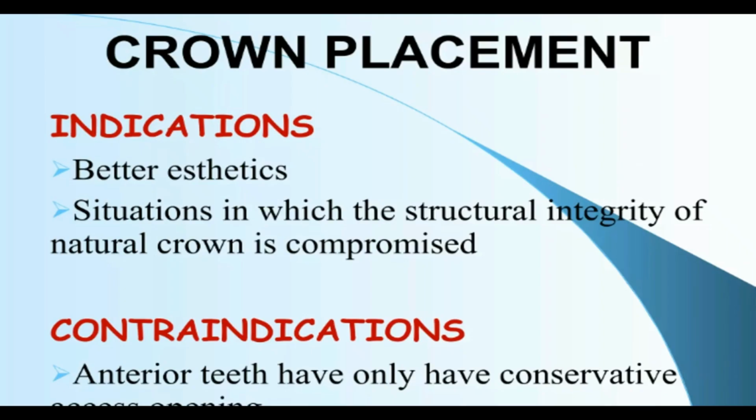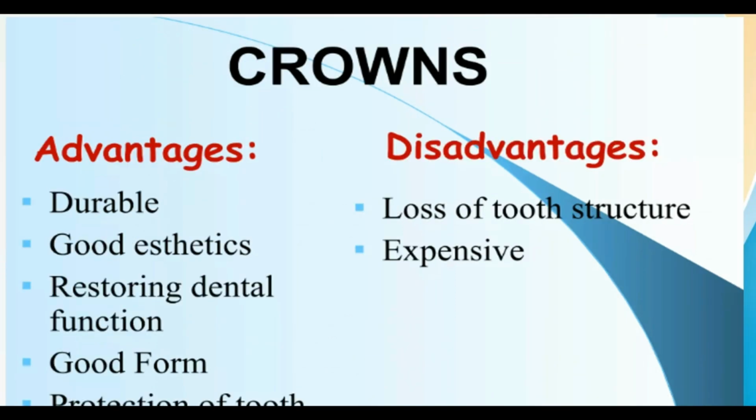Crown placement. Indications and contraindications we have here. Now coming to the indications, it is better aesthetics and situations in which the structural integrity of the natural crown is compromised. Contraindications: anterior teeth with only a conservative access opening. Crowns, advantages and disadvantages. The advantages of crowns are that they are durable, they give good aesthetics, restore dental function, and give good form and protection of the tooth. If you are coming to disadvantages, they are loss of tooth structure and they are expensive.